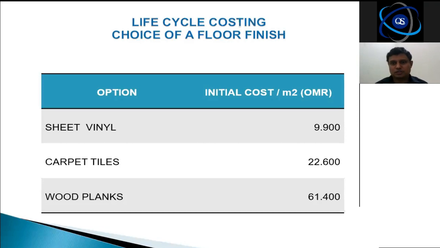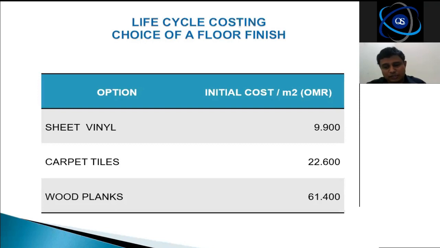Initial cost. What do you mean by initial cost? You pay the price and buy this particular item. The carpet tiles 22.6, wood planks 61.4. If you are thinking about the initial cost only, not the quality, definitely you will go for sheet vinyl. Am I right? Because if you multiply this by 1,000 square meters or something like that, it's a lot of money.